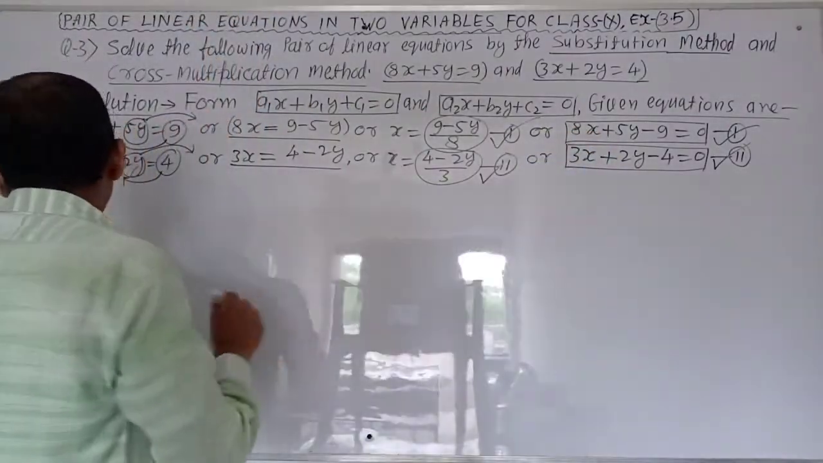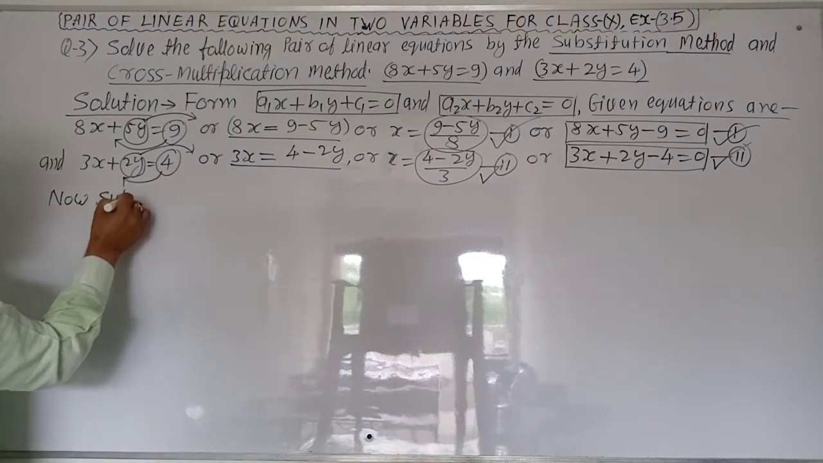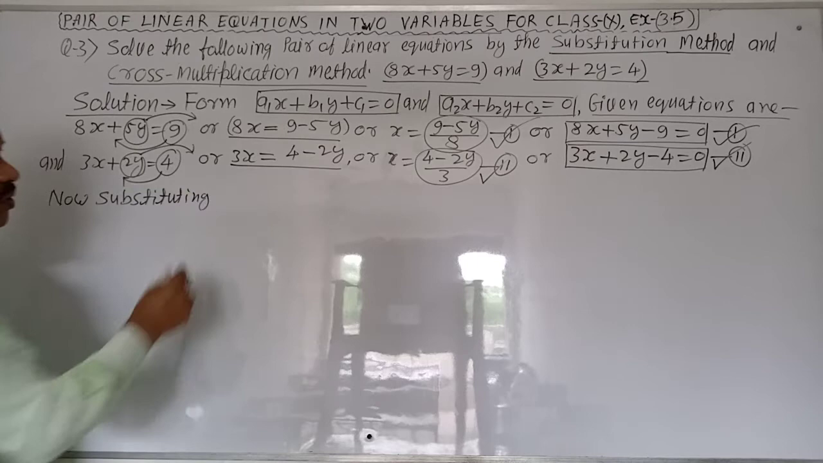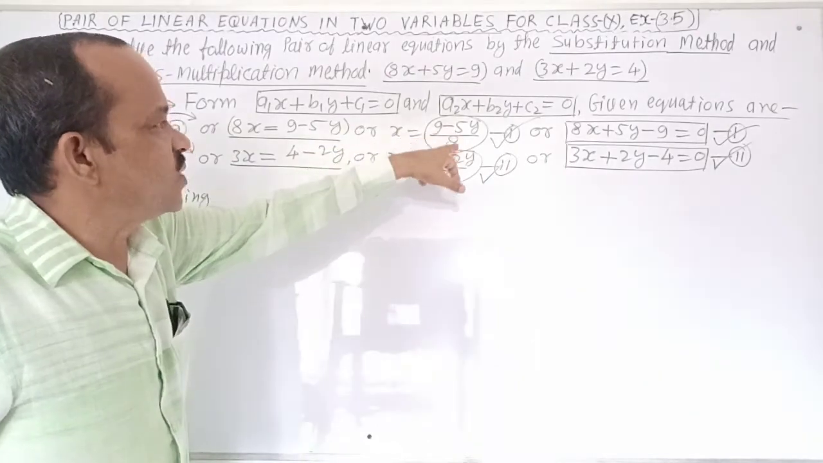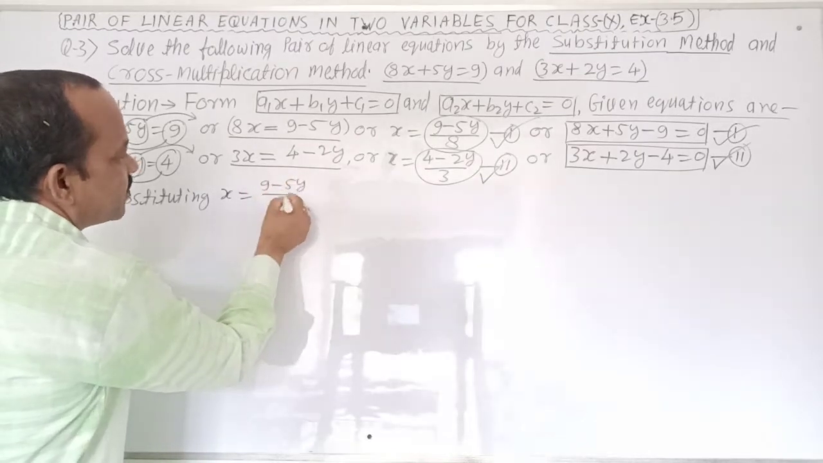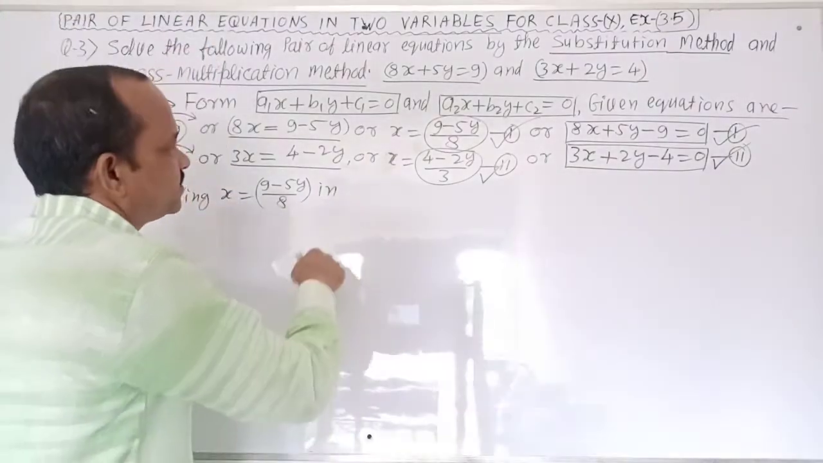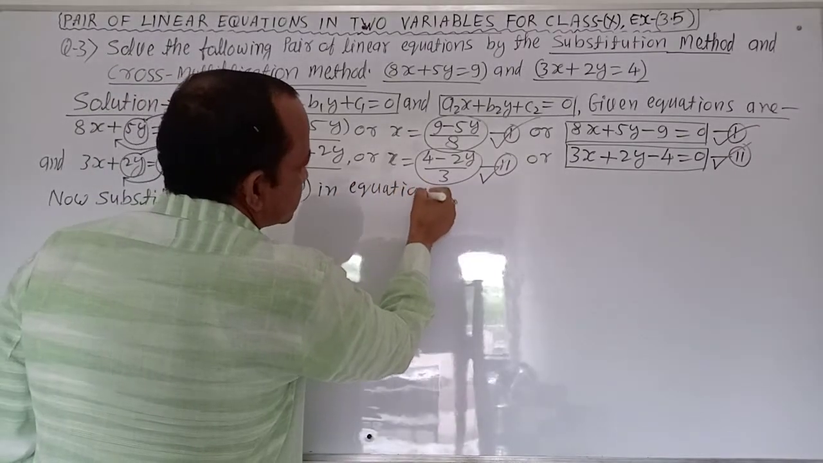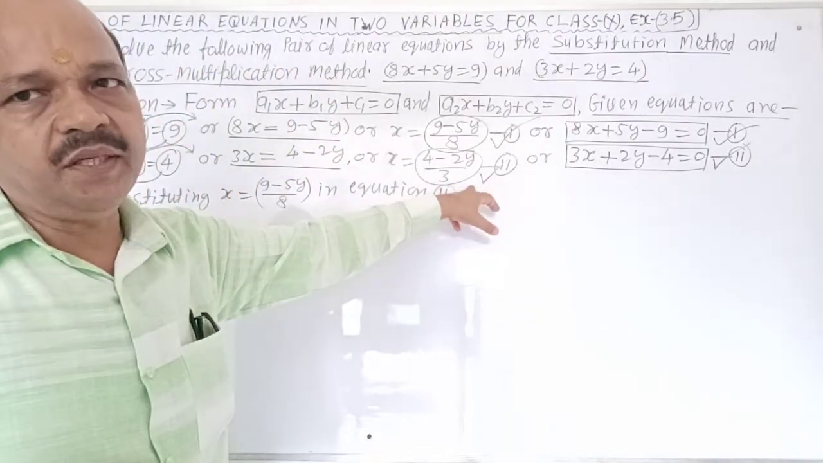Very good. Now, substituting x equal to 9 minus 5y by 8 in equation second. Here it is equation second. Clear?